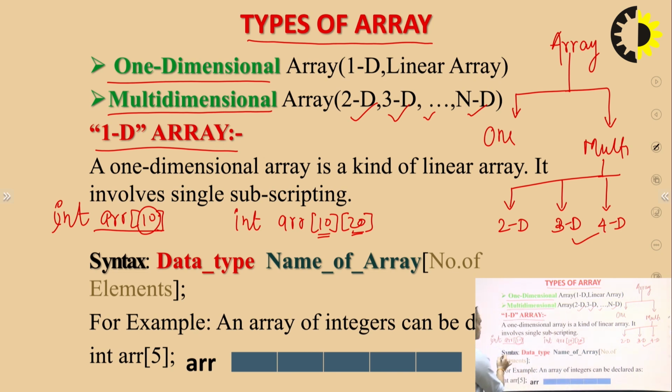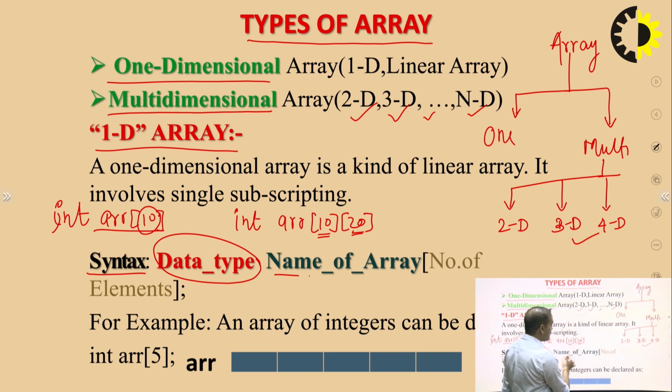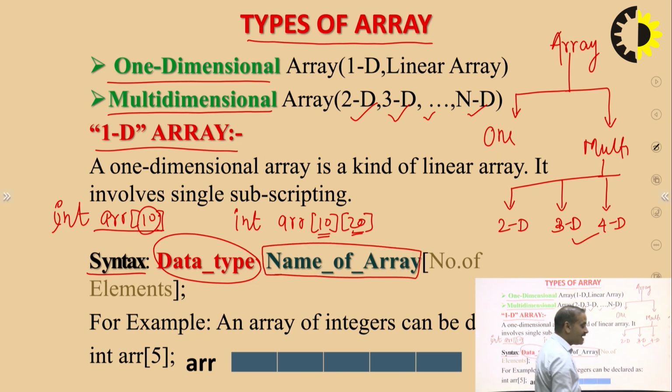This is the syntax of an array. This is the data type, which type of data we want to store in the given array. This is the name of the array, which is user defined. We can use any name in the place of the name of the array, arr, a, whatever you want. We can use a name according to the defined variable name.